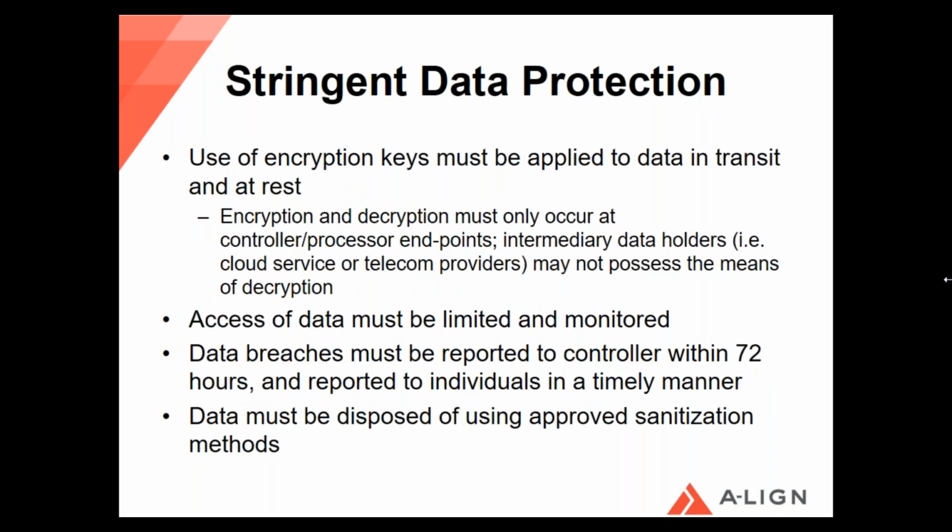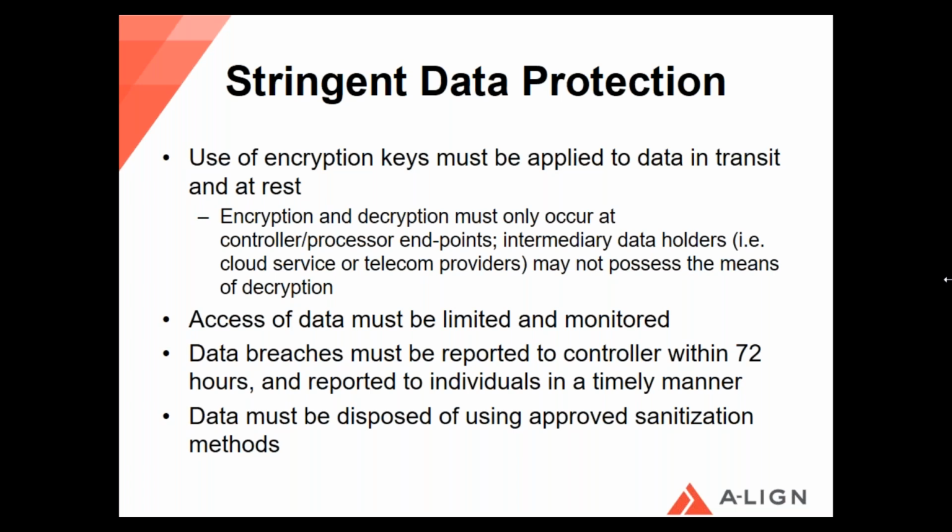The next point relates to stringent data protection. So the use of encryption keys must be applied to data in transit and at rest. And as you can see on the slide, encryption and decryption must only occur at controllers' or processors' endpoints. So intermediary data holders, if you're a cloud service provider or a telecom provider, may not possess the means of decryption. Again, controllers and processors are the ones that will be in charge of encrypting and decrypting the information.